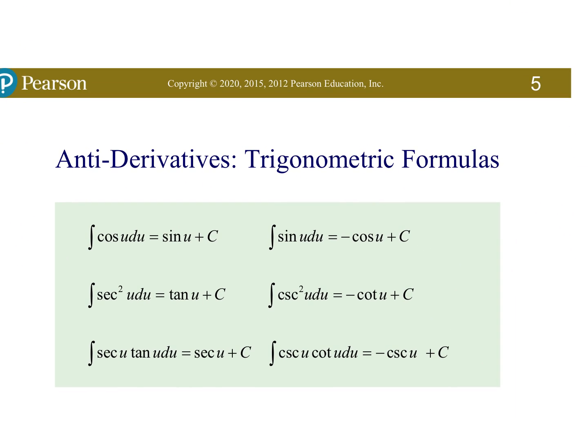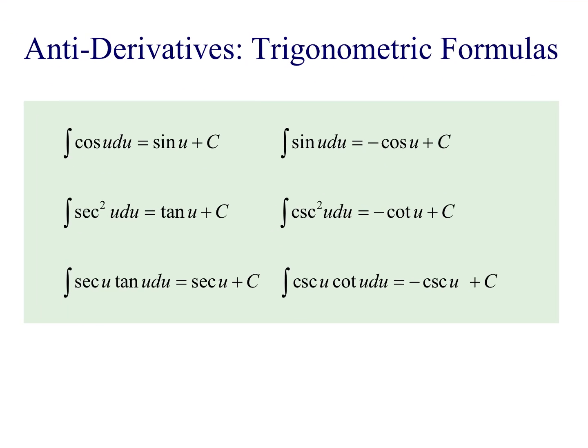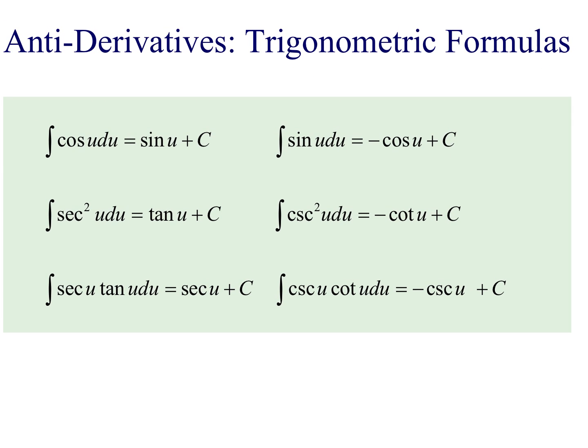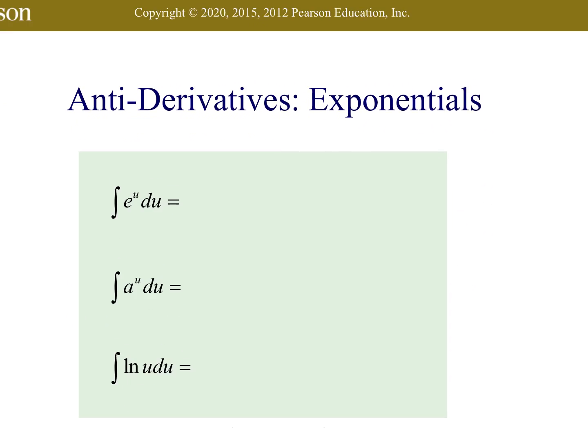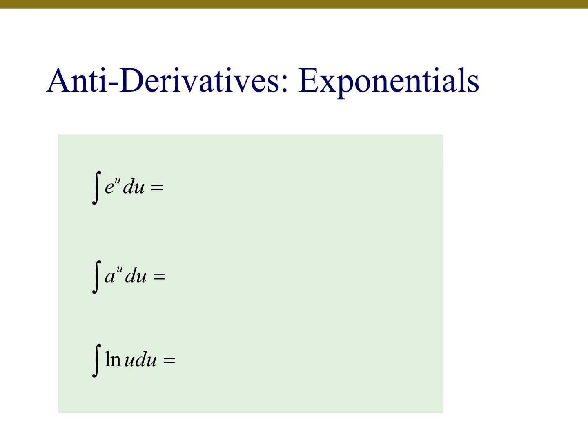All the trig antiderivatives, you should be fluent in those. You should be comfortable moving back and forth between the various derivatives and antiderivatives. Cosine doesn't have a negative in its antiderivative. It's positive sine. It's the sine that has a negative for its cosine, but you should be familiar with all those. You should also be familiar with these antiderivatives of exponentials.